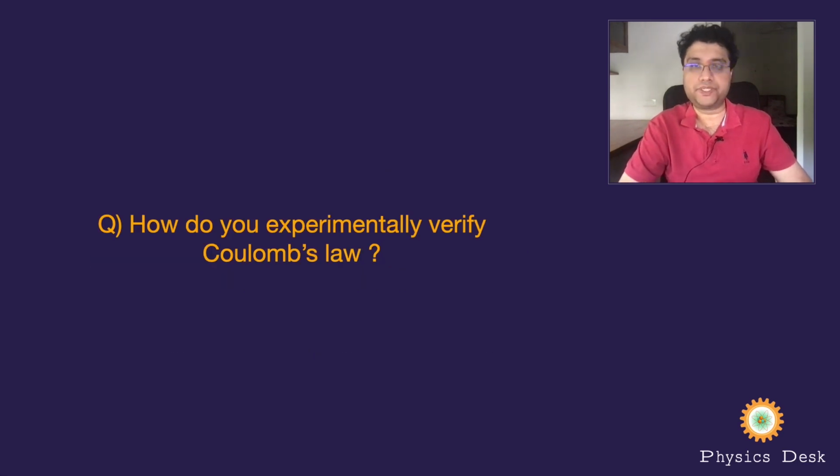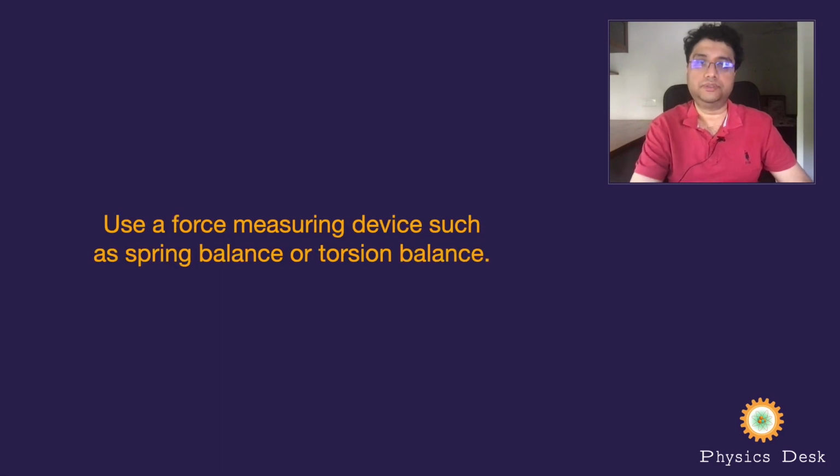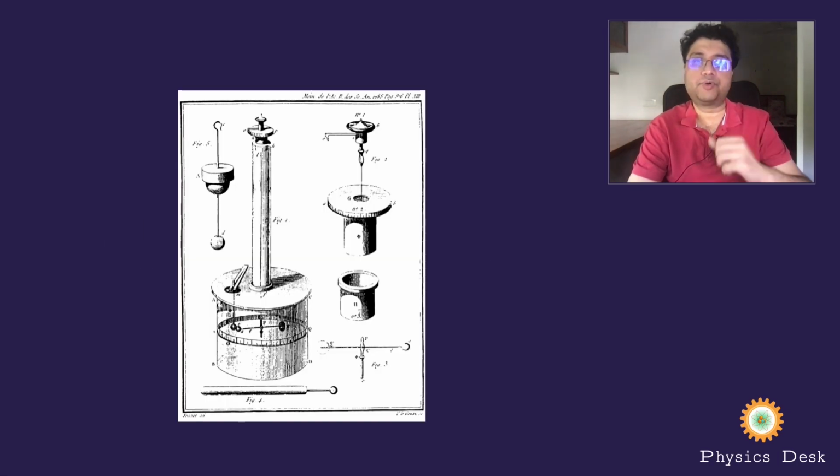Now comes the main question: how do you experimentally verify Coulomb's law? Well, we can do that using any force measuring device such as a torsion balance or a spring system. The discoverer of Coulomb's law, Charles Auguste de Coulomb, used a torsion balance system as shown in the figure to verify his law.